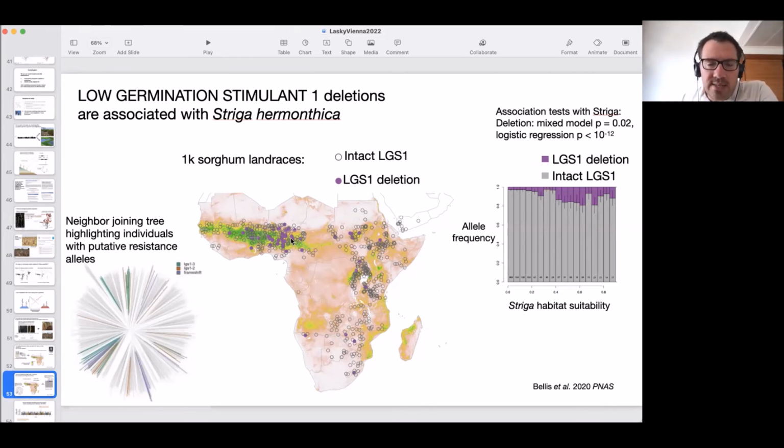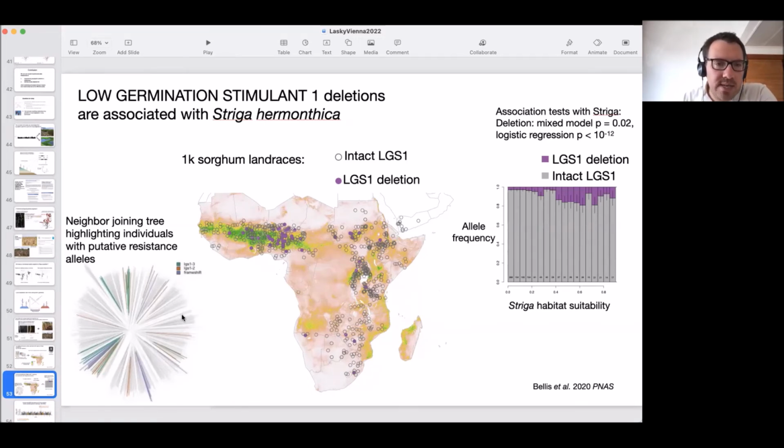So one thing to note is that the resistance alleles in purple are distributed in West Africa across a pretty broad region. Some places in East Africa where you have sorghum or Striga pop up as a problem, in southern Sudan, a little bit in Ethiopia and Uganda. And so that does suggest there is at least some potentially broad utility for this deletion allele. It's found in a number of different places where the parasite is found.